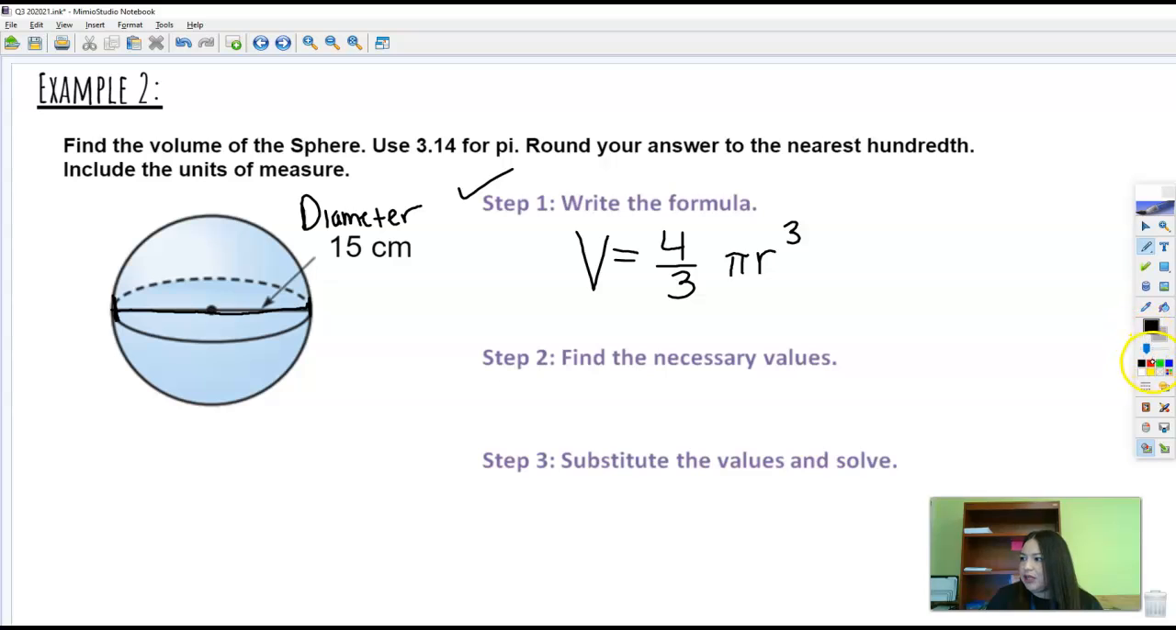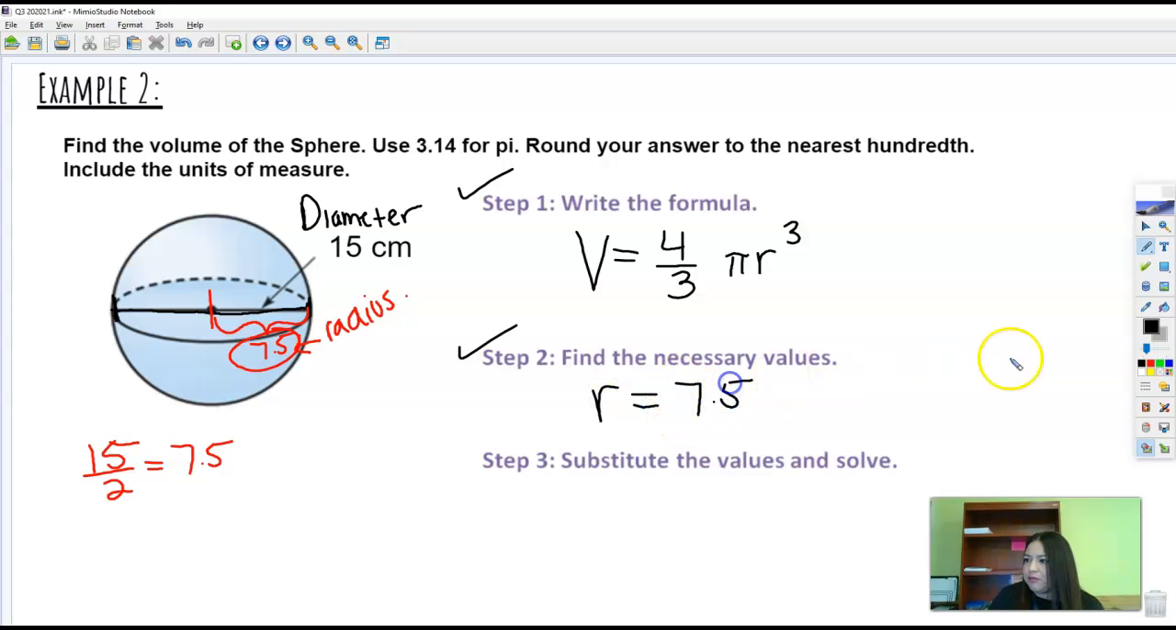So in order for me to get the radius, I pretty much have to cut this in half. So if I do cut it in half, that means I would divide 15 divided by 2, and that gives me 7.5. So now I know that the radius is actually 7.5. So be careful that you are using the radius in the formula. So in the formula, I should use the 7.5. I should not use the 15. So I found my necessary values. Radius is equal to 7.5.